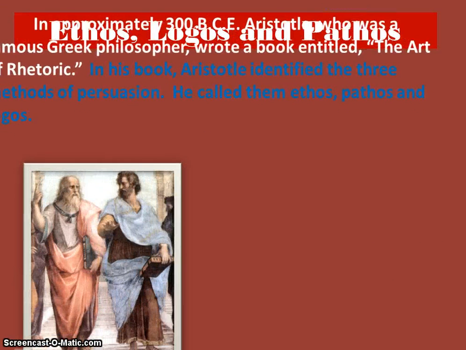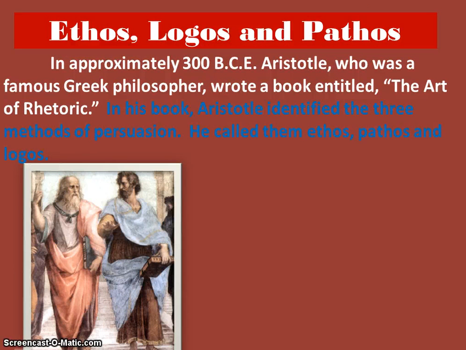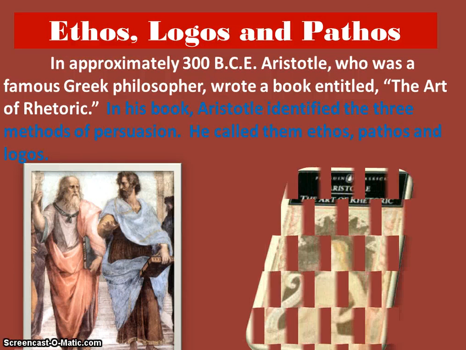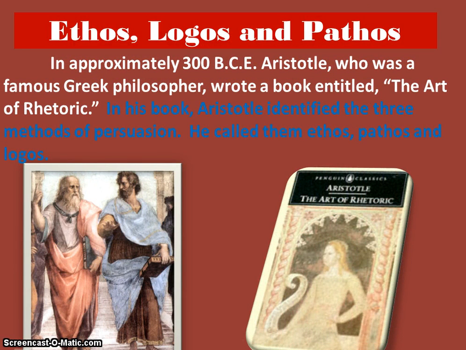But it really all started with a book. And the book was called The Art of Rhetoric. Rhetoric being persuasion. Okay, in this book, Aristotle identified 3 methods of persuasion. And obviously, he called them ethos, pathos, and logos. Here's my little puppy, and every time you see him, I want you to be reminded that the following information is really, really important.